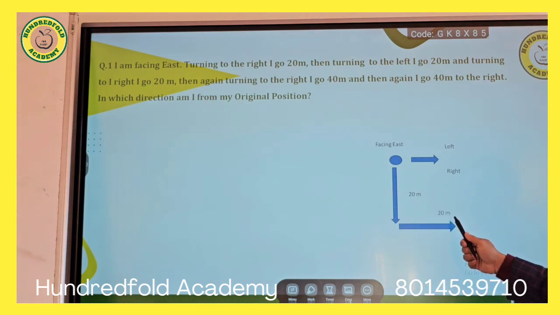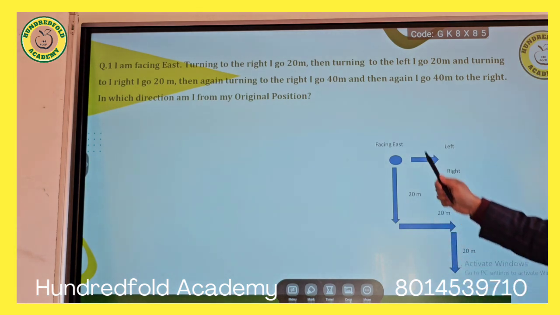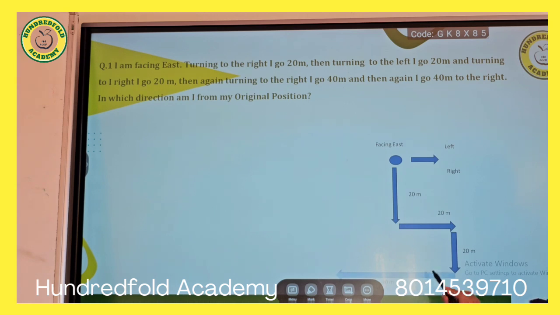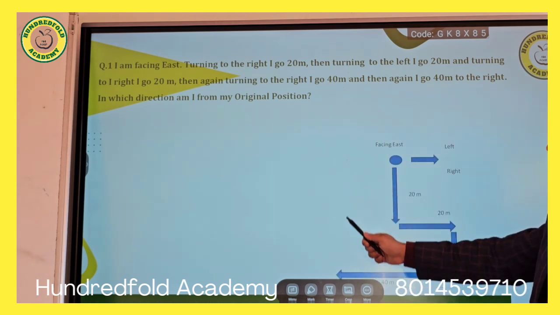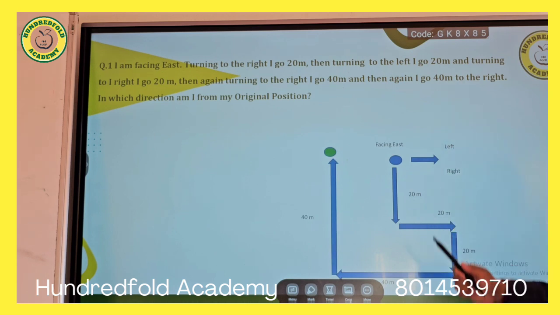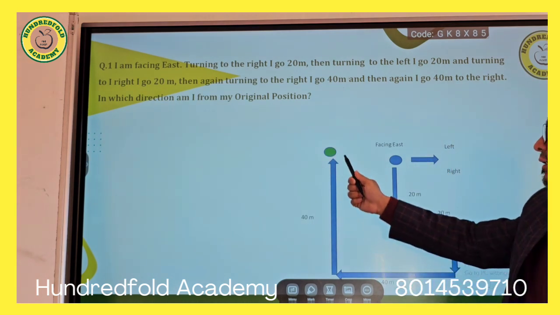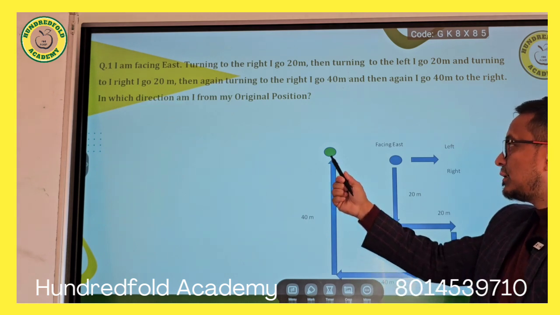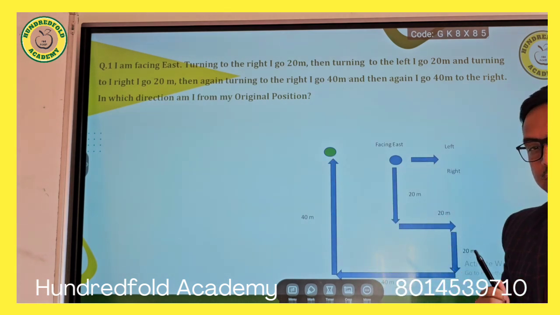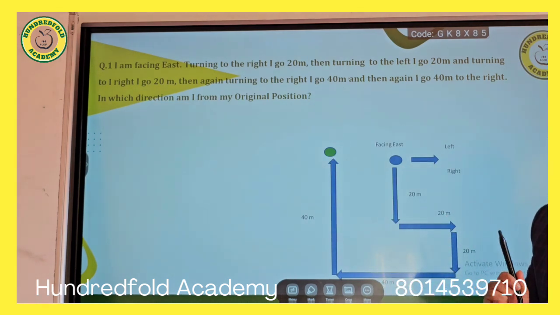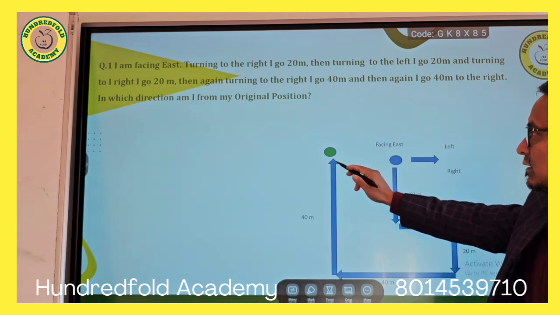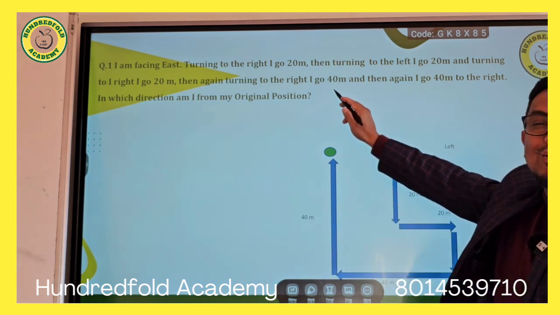He walked 20 meters. And again, he went to the right, he went 20 meters, and then from there he went 40 meters, all right, and then last he again went 40 meters to the right. So this was his starting position, this is his new position. So if they would have asked in which direction is he moving, then the answer is he's going north.